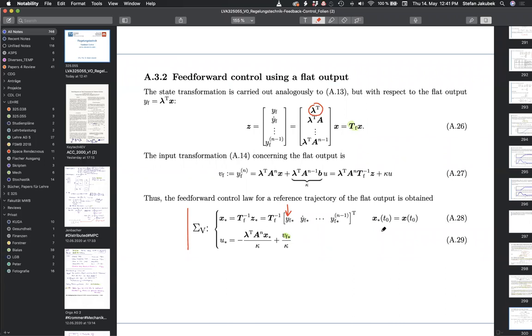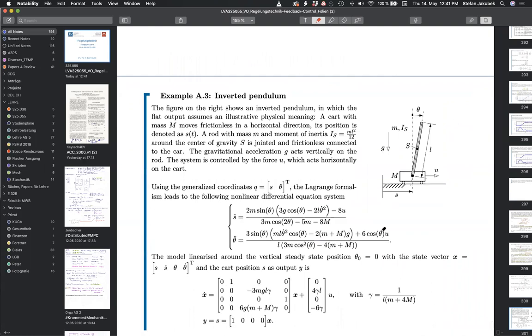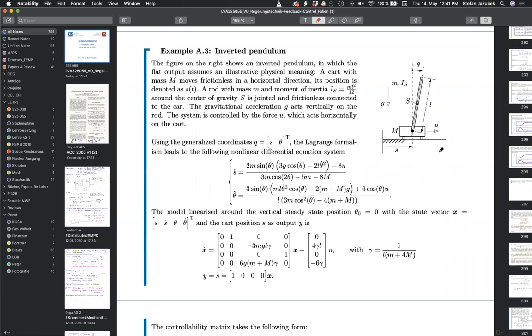Now I'm going to show you an example that shows very clearly how this flat output could relate to the physical output and vice versa. And this is something that you are going to encounter very soon, which is the inverted pendulum, okay? So let's assume that we have this kind of physical setup. There's a cart, which is here. It has a mass m, okay? And in the first step, we consider the cart position S as an output.